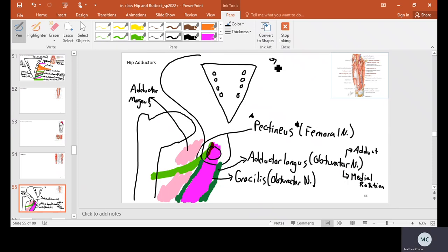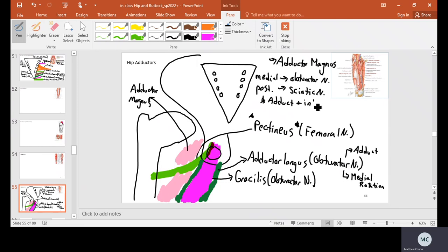Now, adductor magnus, as an aside, is going to have two different portions, and this is important. Adductor magnus is going to have an ischial portion, or kind of like a posterior portion, and a medial portion. What we're going to see is that the medial portion is going to get obturator nerve innervation. This posterior portion is actually going to get sciatic nerve innervation. Adductor magnus is going to adduct and internally rotate.